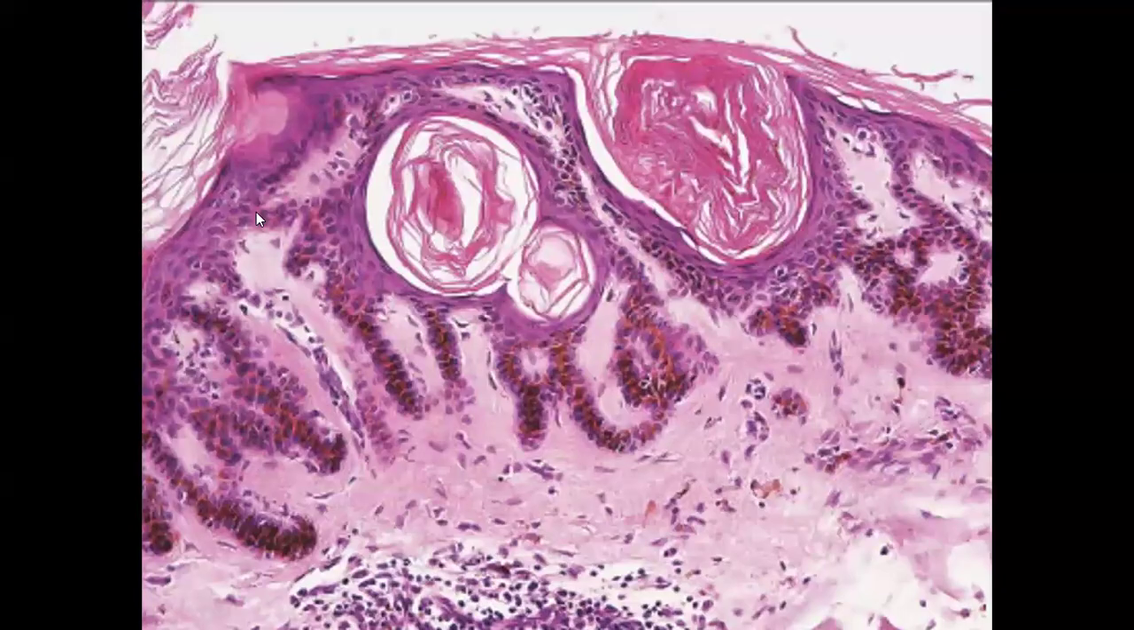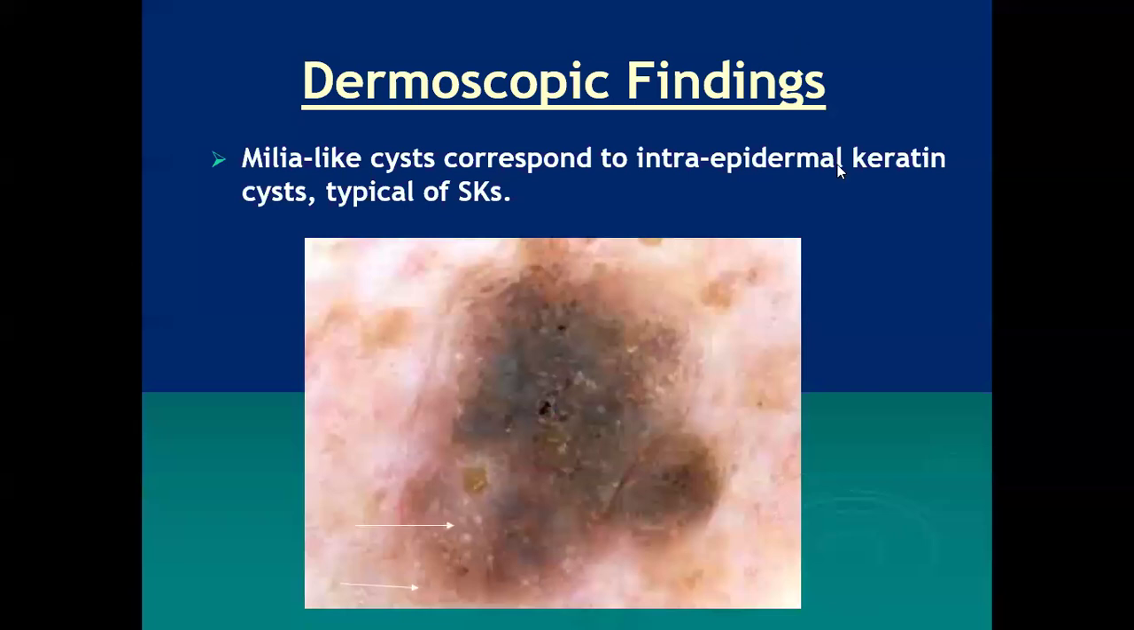characterized by follicular plugging, then keratotic cysts, and then there will be hyperkeratosis, epidermal hyperplasia, which is characterized by thickening of basaloid-looking cells. On dermoscopy, there would be milia-like cysts. Here you can see these milia-like cysts correspond to the intraepidermal keratin cysts.